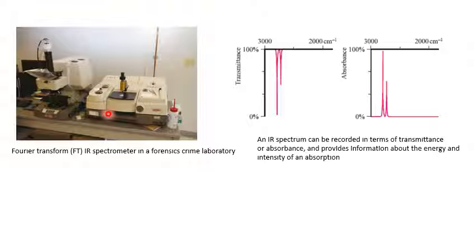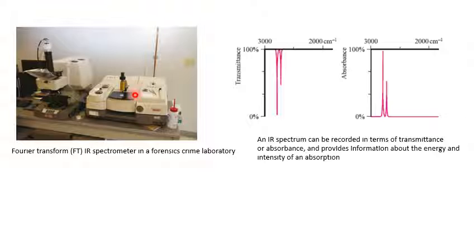Now coming to Fourier transform infrared, FTIR spectrometer, and sample preparation. So this is the picture I put. It is for a Fourier transform FTIR spectrometer in a forensic crime laboratory. Now the IR region is from 20 centimeter inverse, far IR, to 14000 centimeter inverse, near IR. But in most laboratories the IR spectrometers probe only the mid IR region, that is 400 to 4000 centimeter inverse.